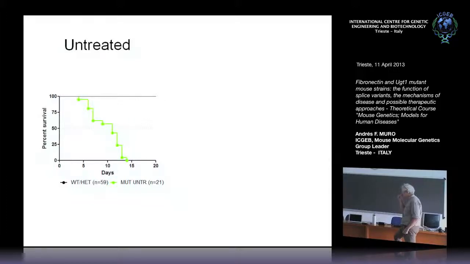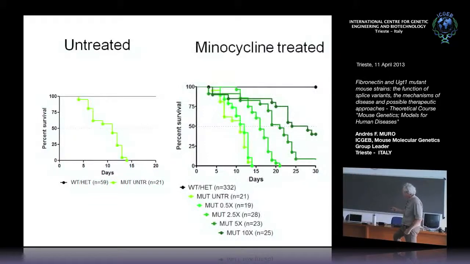These are untreated animals. And when we treated with different doses of minocycline, on the right there are increasing doses of minocycline. And we could see here that at what we call 10x concentration, we could save about 40% of the animals. So 40% of the animals survive the strong phenotype of bilirubin, of the UGT mutation.